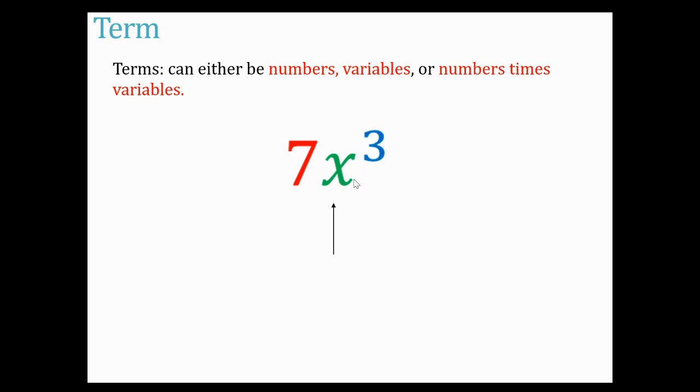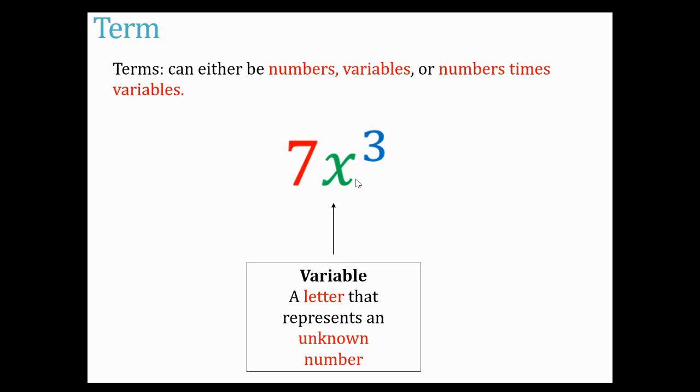So this x, you've seen these before. This is called a variable. It's a letter that represents an unknown number. So we do not know what x is. That's why we call it x.